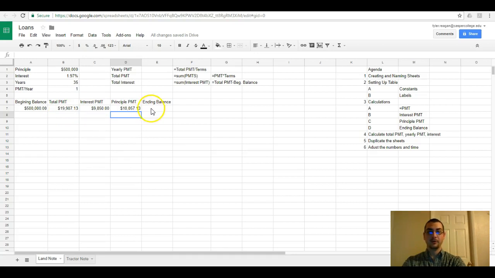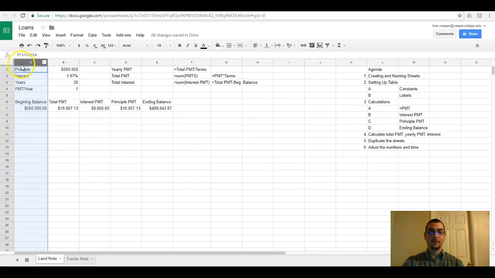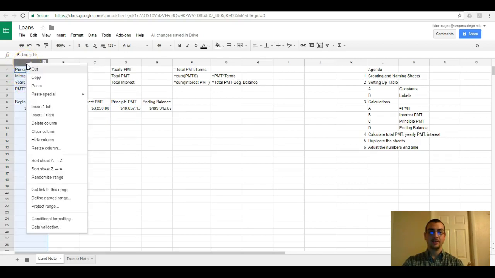So then you say, all right, after you get done paying this, what is the ending balance of that note? At the end of year one, the ending balance is equal to this beginning balance minus this principal payment. I'm actually going to throw in another column right here. What I'm going to do is right click on this A and say insert one left.